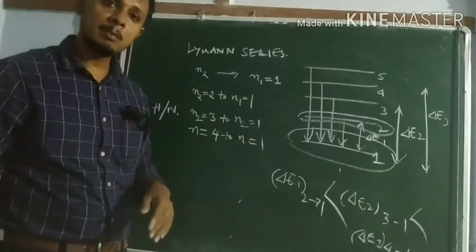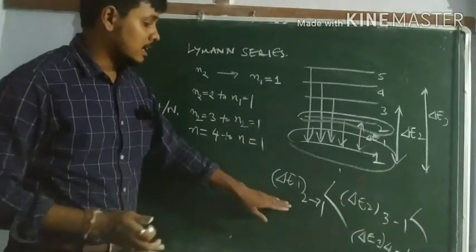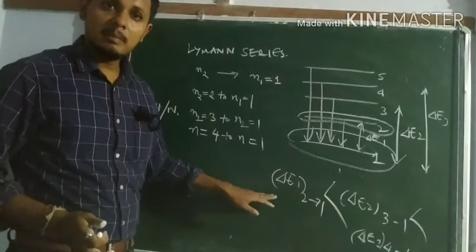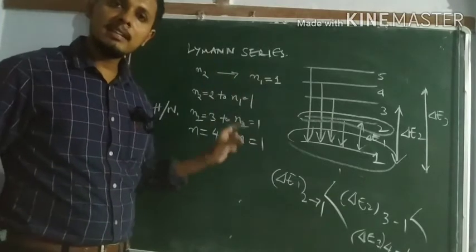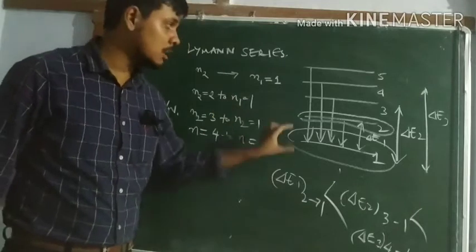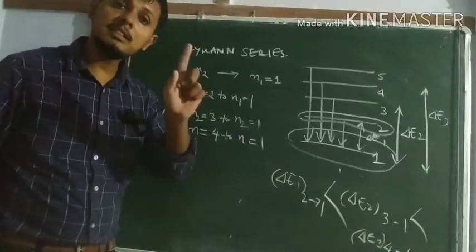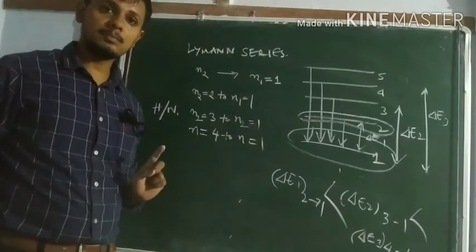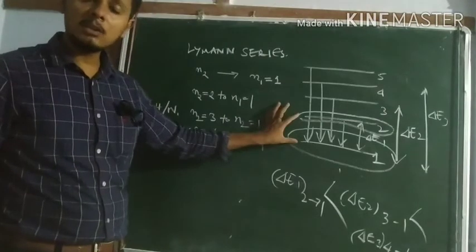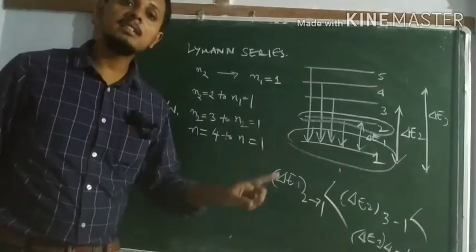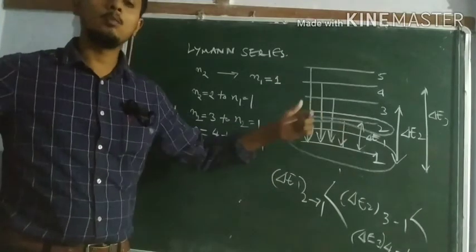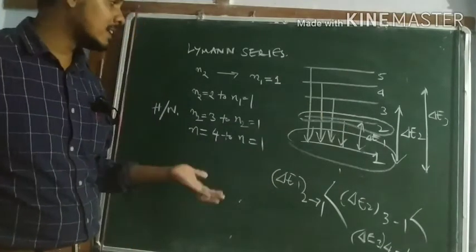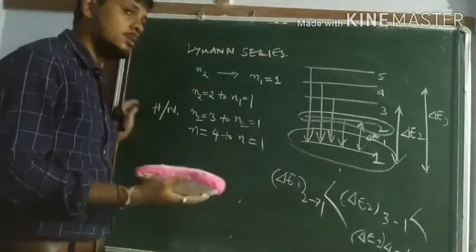Energy is inversely proportional to wavelength. If delta E1 is less, that means the wavelength will be more. That means the longest wavelength in the Lyman series will be that of the first Lyman line. Longest wavelength, why? Because it has the least energy. Since the energy difference is very small, the wavelength is very long, as wavelength is inversely proportional to energy.